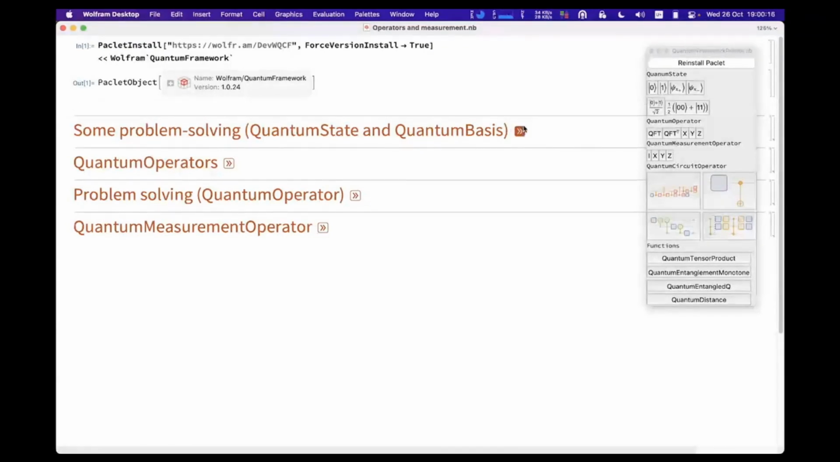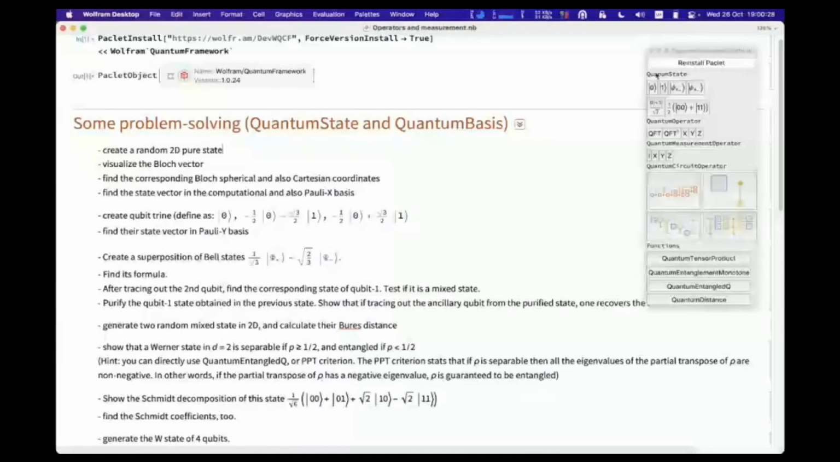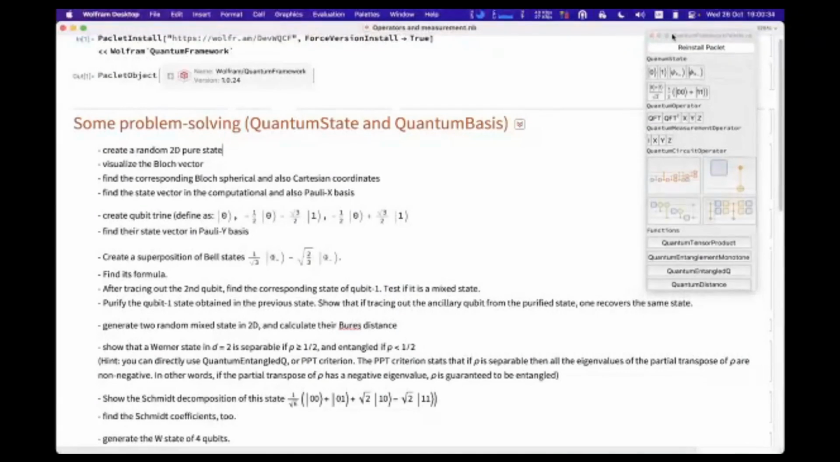Nick, let's do some problem solving from quantum state, quantum basis. Remember, guys, learning any new topic is always challenging. So the more you challenge yourself, try to solve some problems, the better you will understand it. And of course, this process is going to be painful.